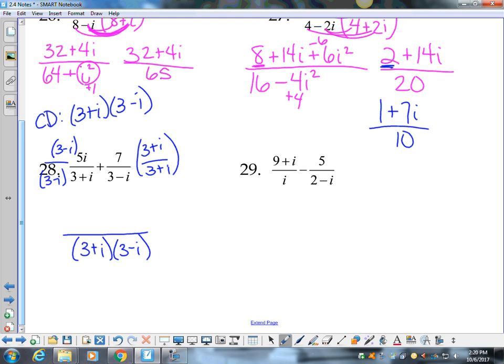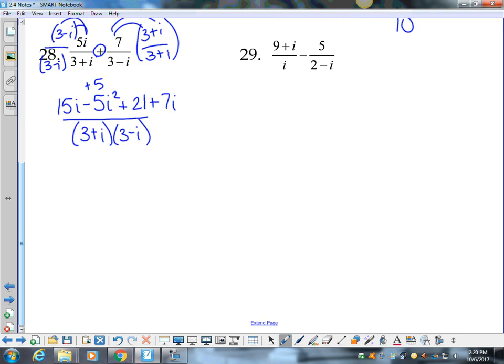But let's deal with the top. To the top, I'm going to distribute my 5i. So 15i minus 5i squared, which is going to turn into a plus 5 because of the i squared. Then plus, watch out for sharks right there. Distribute the 7. I don't have to worry about a shark. 21 plus 7i. Okay, let's see. Put my real stuff in the front. So I have a 5 and a 21. So 26 plus 22i, which is all good and simplified.